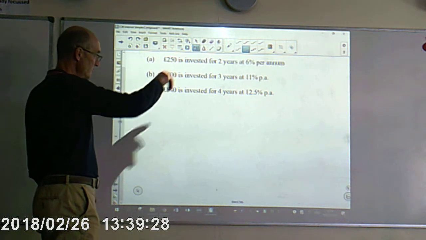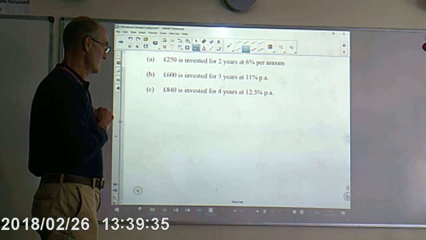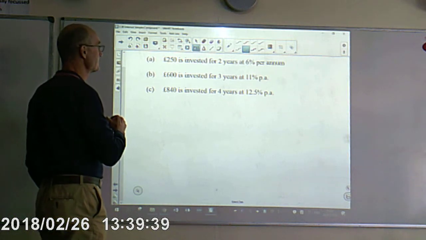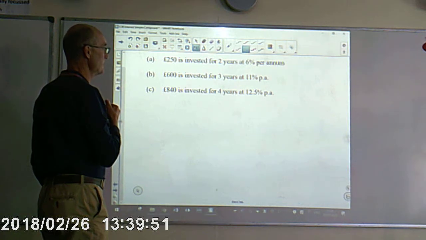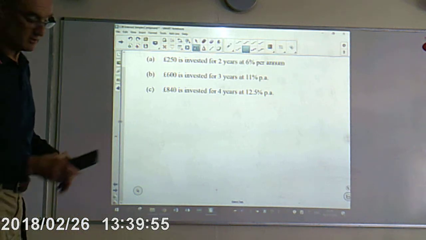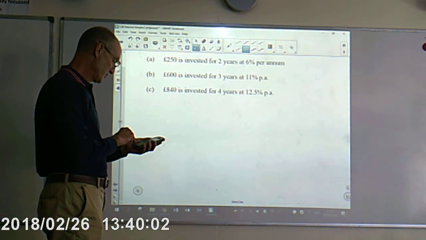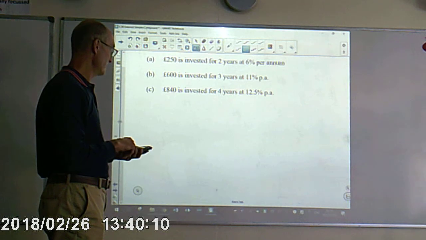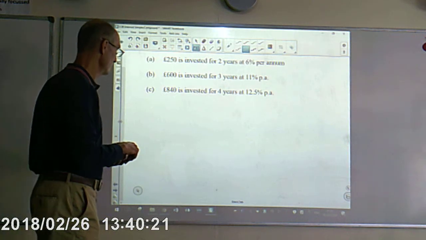So, the first question here, £250 invested for 2 years at 6% per annum. So, if we apply simple interest to this first one, it's 6% each year. So, for 1 year, what's that going to be? Well, you know what? Let's use our multiplier to make sure that we're getting this right. So, for simple interest on question A, our multiplier is going to be 1.06 multiplied by 250. So that's 265. That we've got for the first year of 6%. So 265 means that we've earned £15.